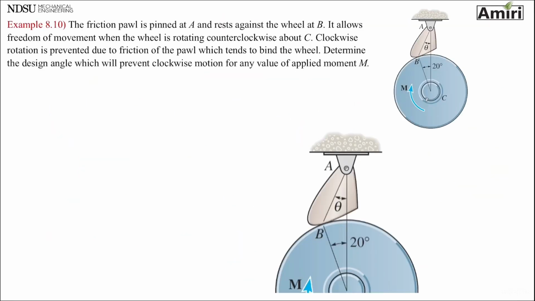Okay, let's look at another problem. Friction pawl is pinned at A and rests against the wheel at B. Wheel, pawl. It allows freedom of movement when the wheel is rotating counterclockwise above C. Clockwise rotation is prevented due to friction of the pawl, which tends to bind the wheel. Determine the design angle which will prevent clockwise motion for any value of applied moment. This is a very interesting problem.